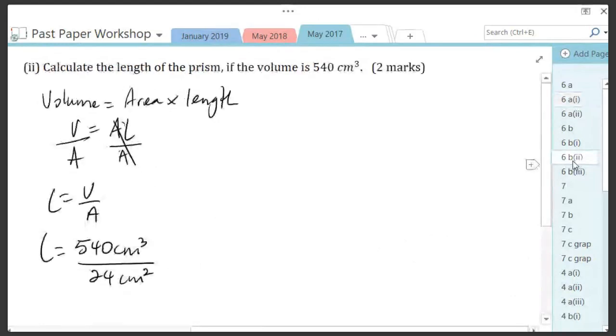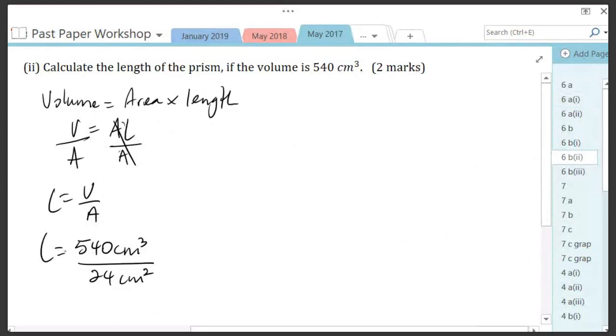All right. So they told us here to calculate the length of the prism if the volume is 540 cm cubed for 2 marks. So we know that volume is equal to area multiplied by length. So I can make length the subject of the formula by dividing both sides of the equation by area. Or you could have done this mentally. So length is volume over area.